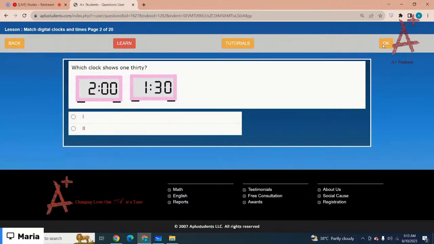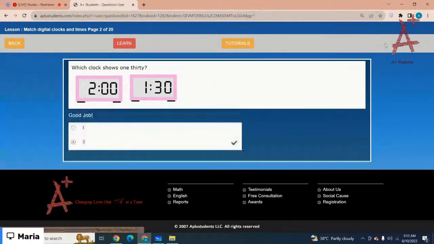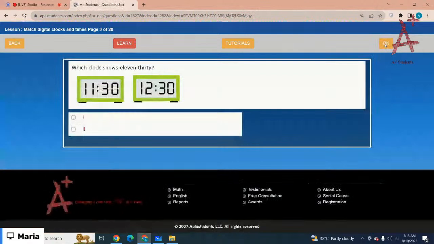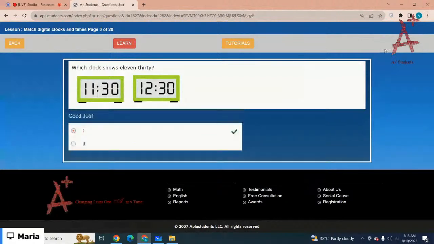It would be 1:30. So the second one represents the 1:30. You can see 1 is the hour and 30 is the minute. So it would be the second one, right? Okay, which clock shows 11:30? Which is the correct option, 1 or 2? 11:30. So it would be option number 1. You have 11 hours and 30 minutes.